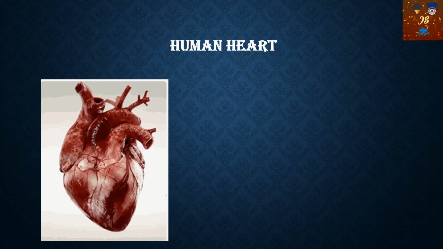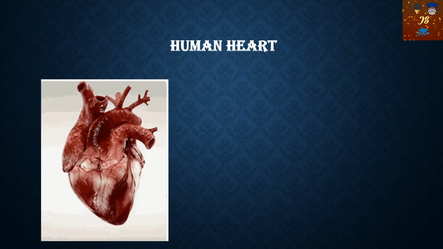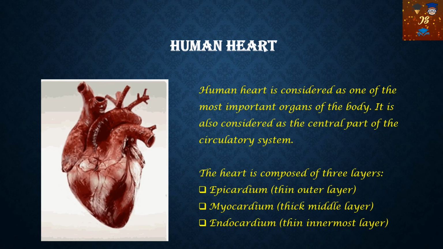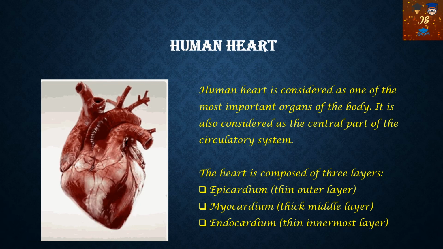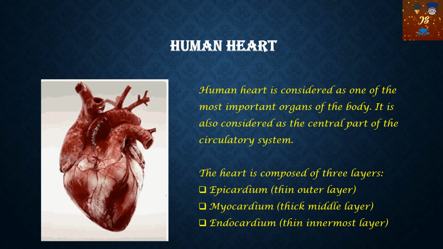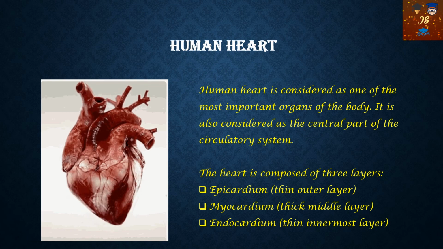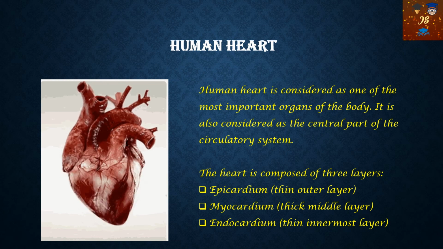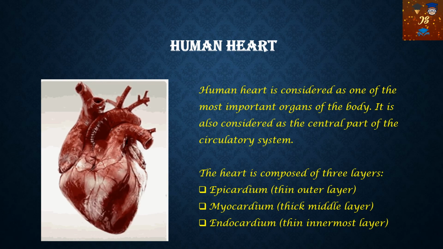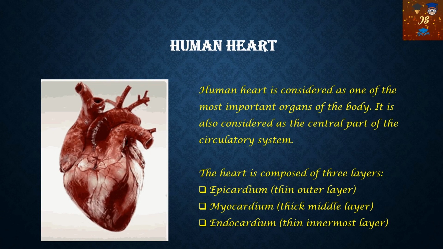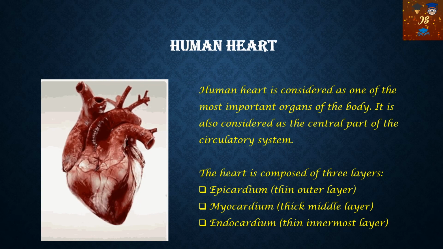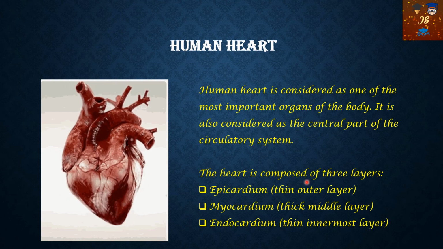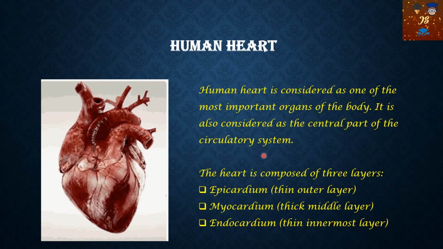So this is a pumping human heart. It is considered one of the most important organs of the body. Why? Because without the heart, we are not going to get enough blood distributed all throughout our body. And without the blood, the organs and different parts of our body are not going to get enough oxygen and nutrients, and they cannot work properly. So it is also called the central part of the circulatory system.